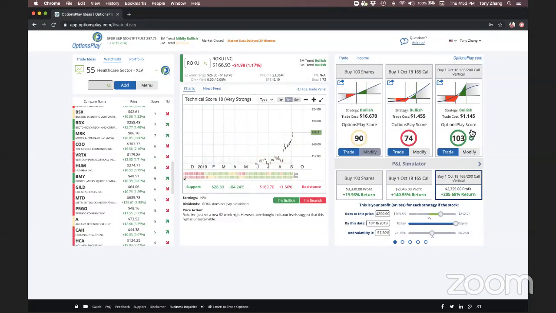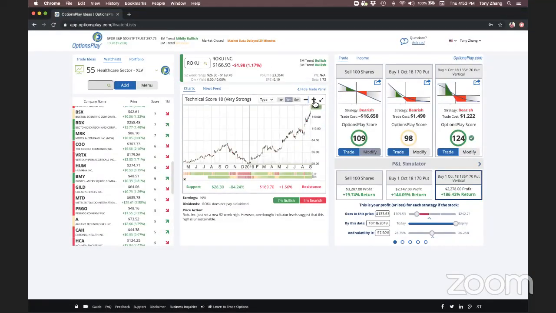This is really where the options play shines, because not only do we provide you with the underlying symbol research to give you a sense for your overall directional view, but more importantly, we show you how to leverage it immediately utilizing options with the least amount of risk, regardless of whether you're bullish on the stock or maybe if you're bearish on Roku, right?